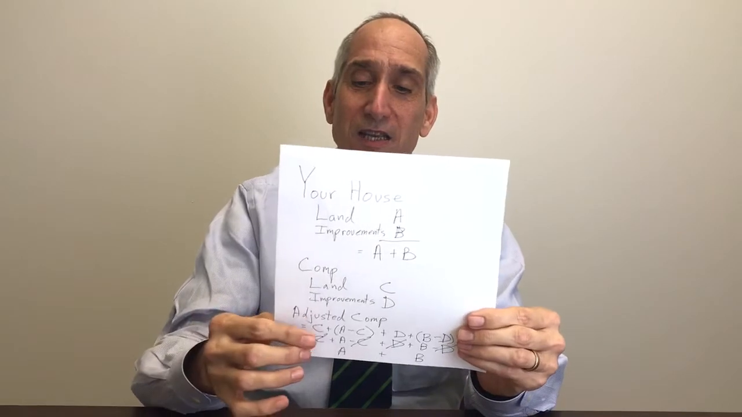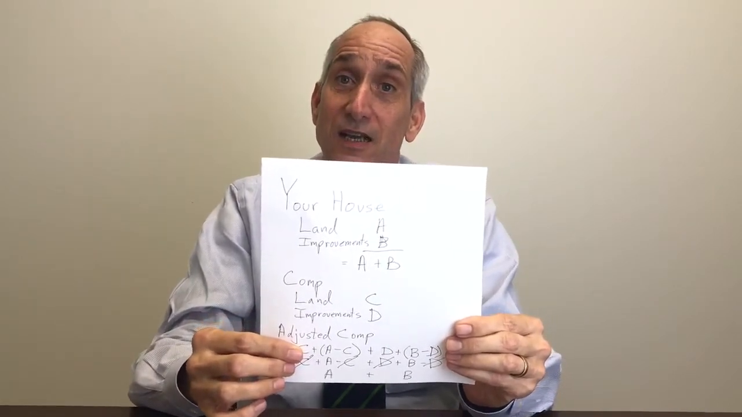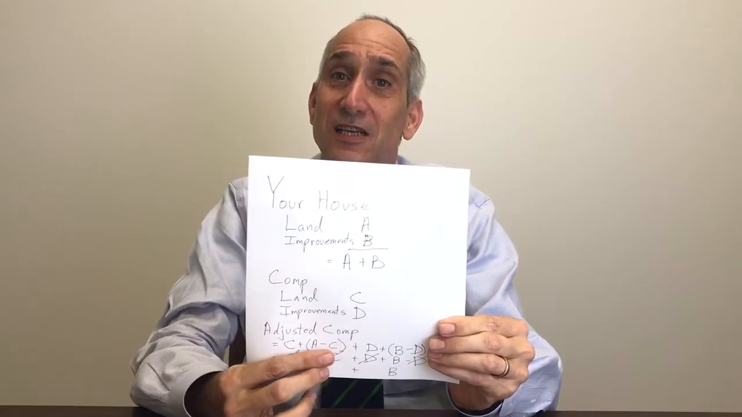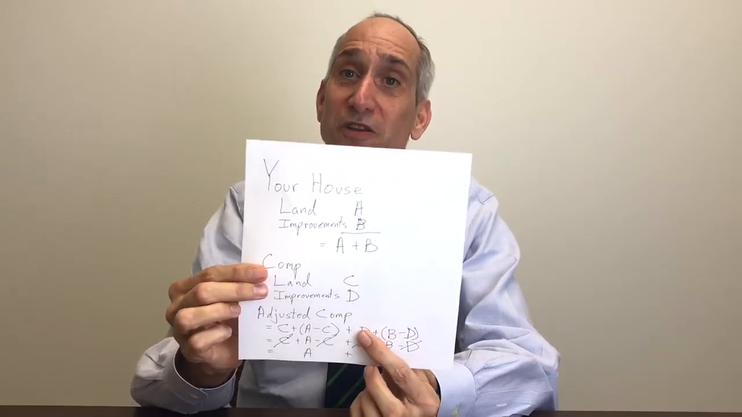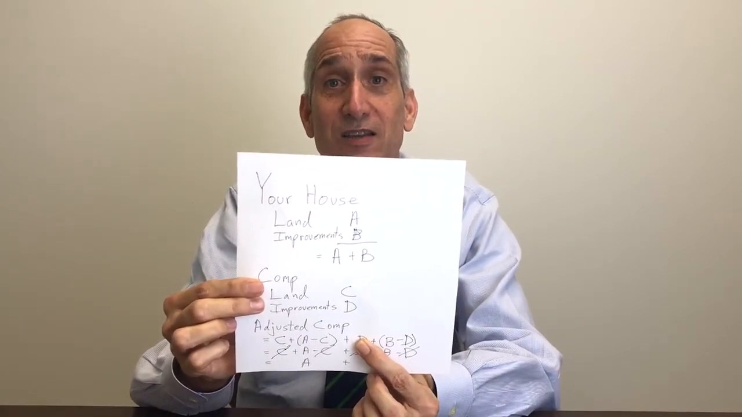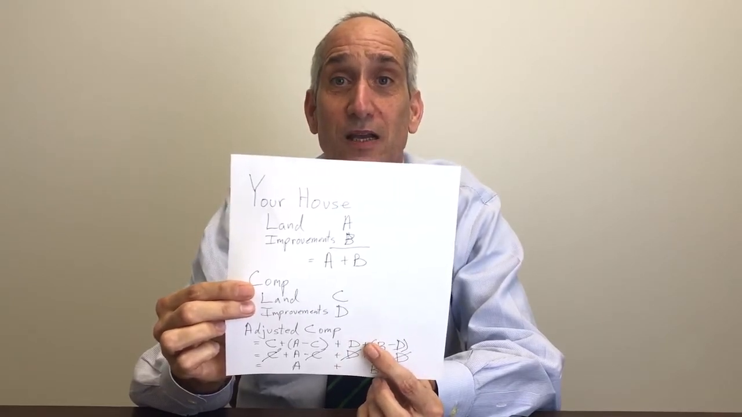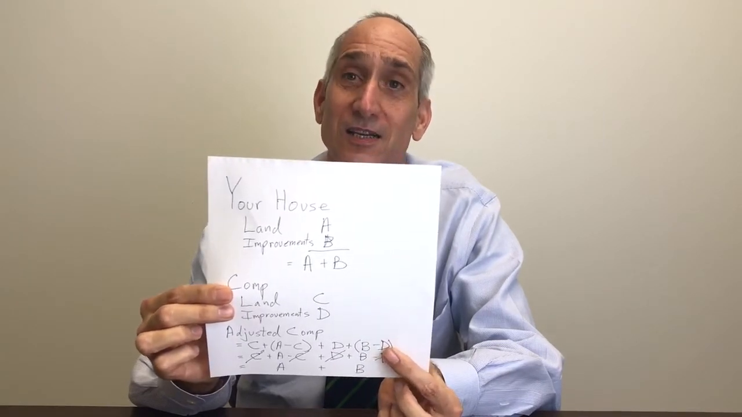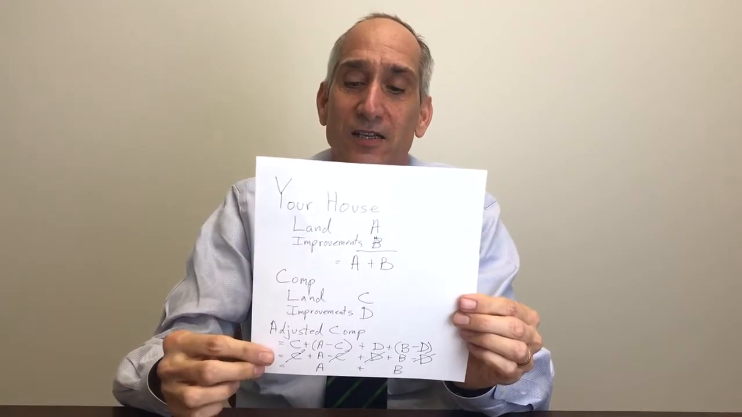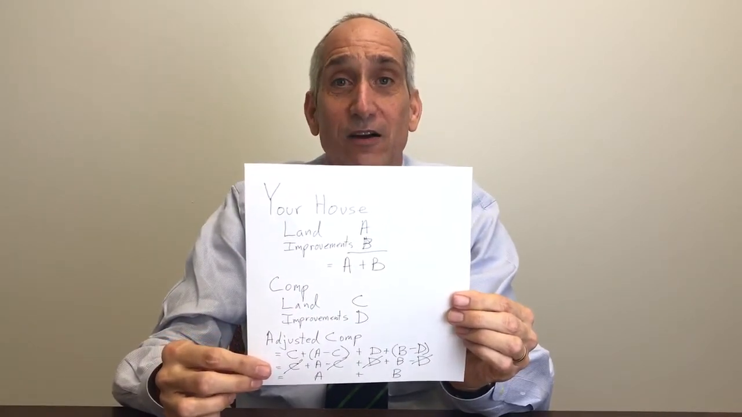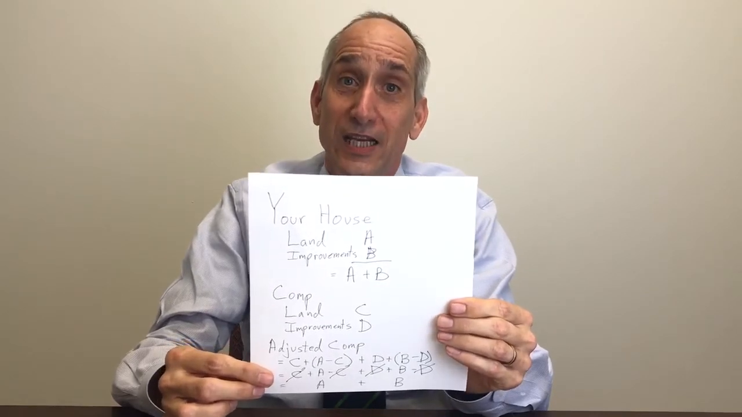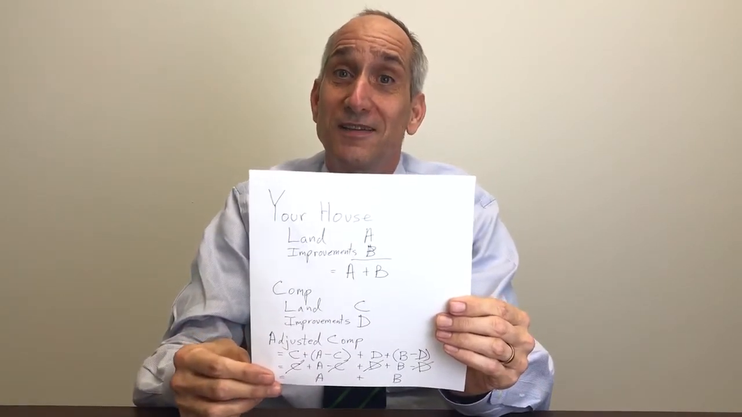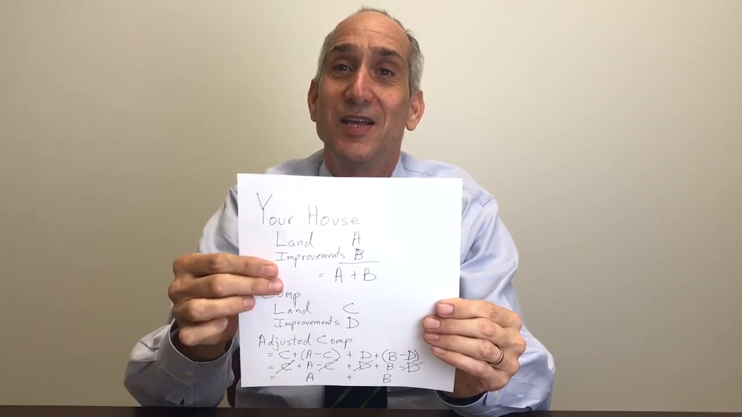So what we do is we take the Astrodome's land, which is C, and then we take the difference between your land and the Astrodome's land, or A minus C, and then we take the improvements for the Astrodome, which is D, and then we take the difference between your home, B, minus the Astrodome's improvements, D, and then when we look on the following line, all the C's and D's cancel out. So the adjusted value for the Astrodome, after making all the appropriate adjustments, is A plus B, which is the value of your home, A plus B.